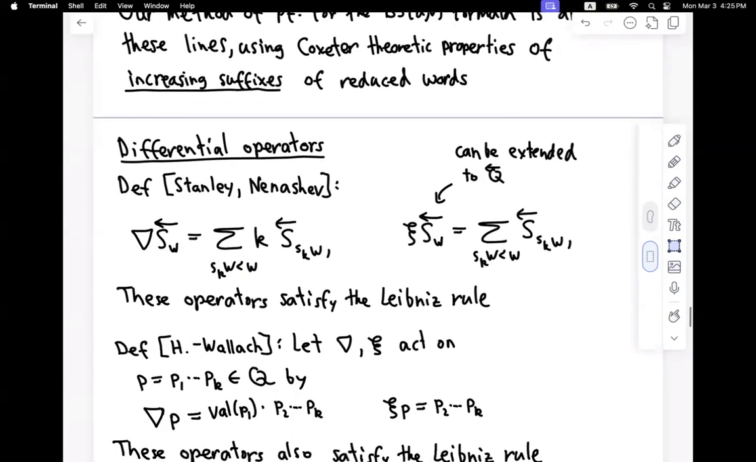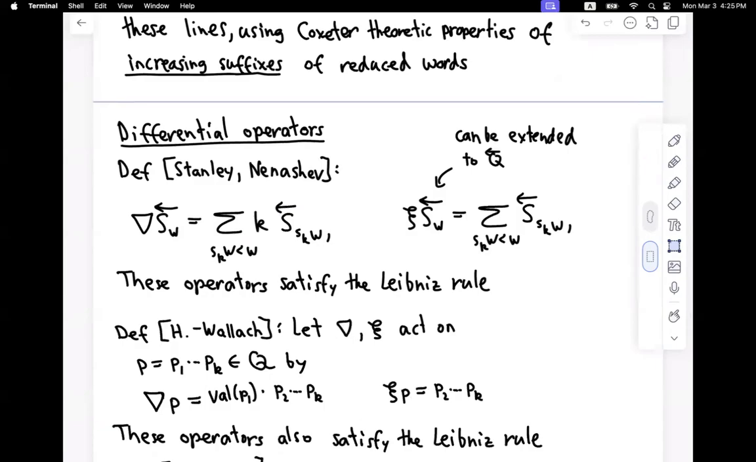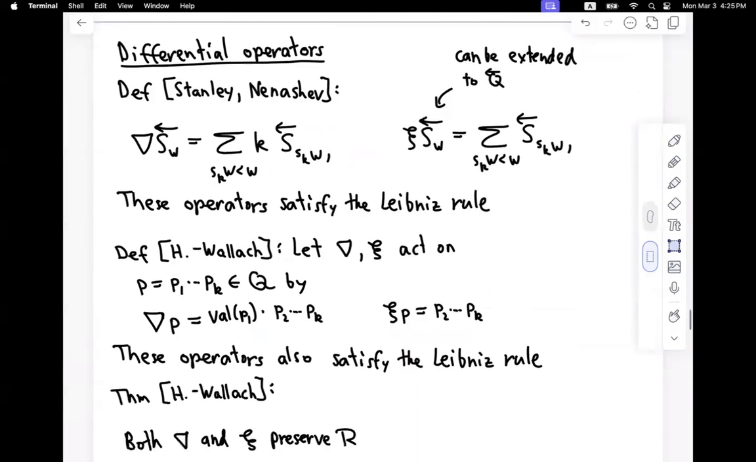Okay, so we're going to do a definition where we're instead acting on the colored shuffle algebra. And these are similar definitions. So for xi, what I do is I have some word, and all I do is I chop off the first entry. That's kind of analogous to left dividing by S sub k. And for nabla, I do almost the same thing, except I multiply by the value of p sub 1. So remember, if I have a colored integer, it's just the integer part of that. And so that's kind of analogous to left dividing by S sub k and then multiplying by k. And these operators also satisfy the Leibniz rule. And so here's our theorem.